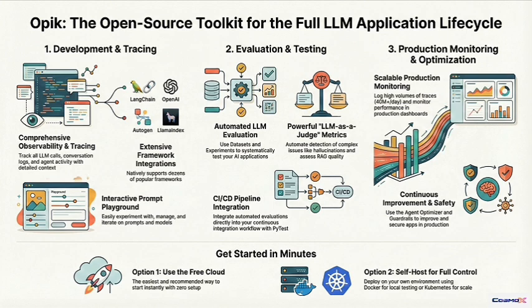Which raises an important question for you, the listener. Given that Opik focuses so heavily on generating objective metrics for failures like hallucination and context precision through this LLM-as-a-judge idea, how does the ability to actually quantify these complex AI failures fundamentally change the definition of a truly production-ready LLM application?